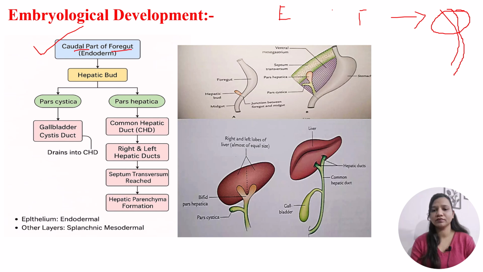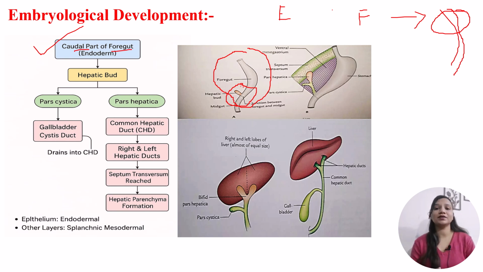Okay, so from this foregut, from the caudal part of the foregut, caudal means the distal part or the lowermost part. So let's understand it here in this picture. This whole picture is the foregut, and from the caudal part, the distal part, the lower part of this foregut, there develops a bud, which is called the hepatic bud.